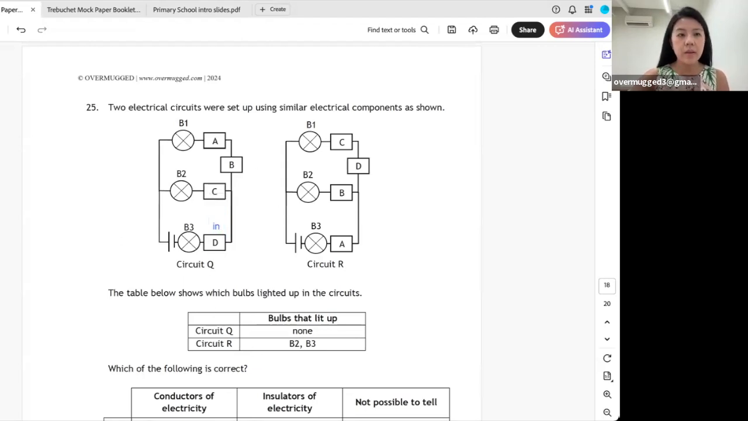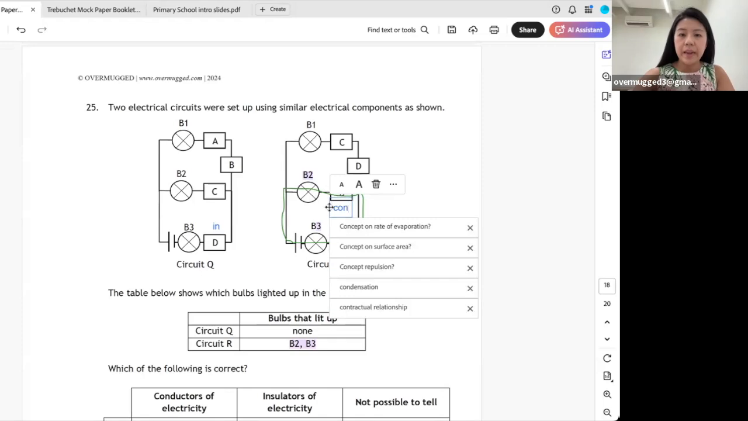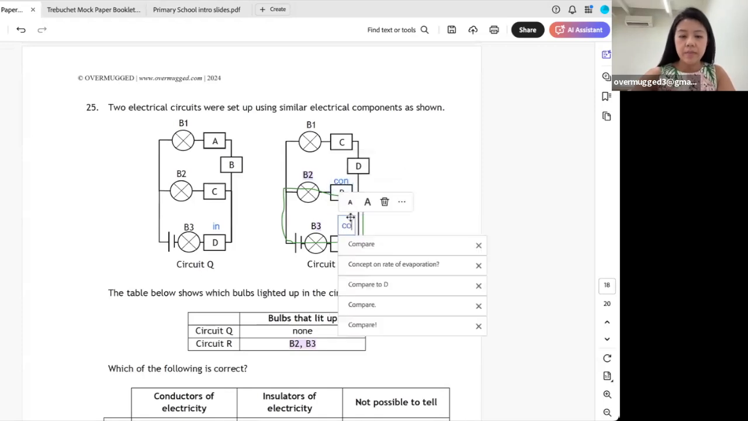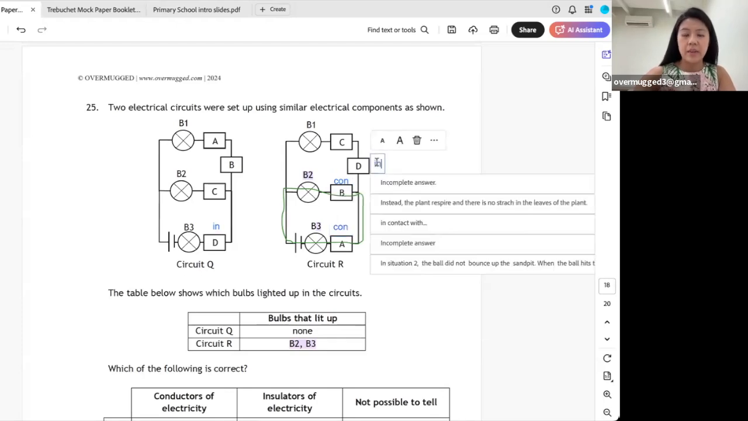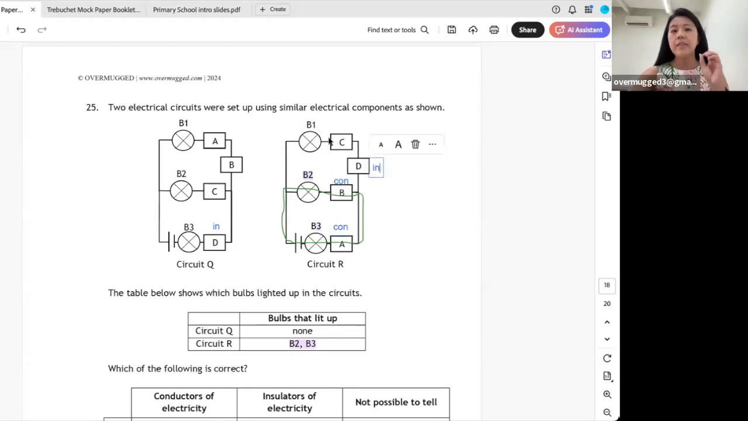So now if we look at circuit R, B2 and B3 light up. Let me just highlight this so I'm very clear how the electricity is flowing, okay? This tells me that electricity can flow through this part. And therefore, the bulbs are lighting up, which then also allows me to conclude that B and A are conductors. Okay? Now, D was an insulator. It will still be an insulator here. So what happens to C then? C is one of the materials that I can't tell yet until I conduct a third circuit, okay?